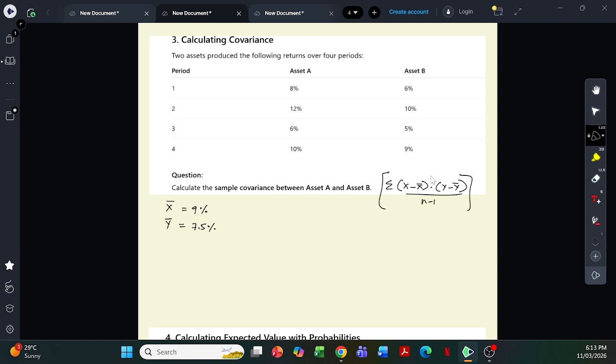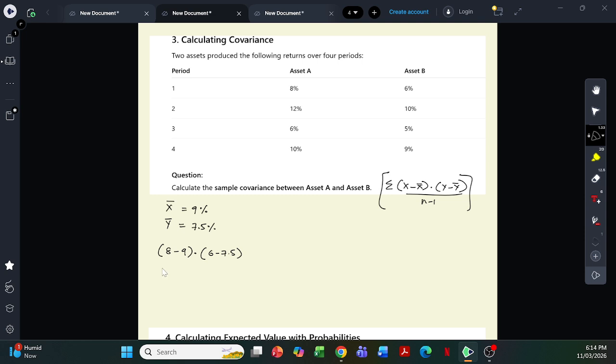Now we're going to take the x minus x bar into y minus y bar. Okay, we're going to multiply these two numbers. So we're going to do 8 minus 9 multiplied by 6 minus 7.5.